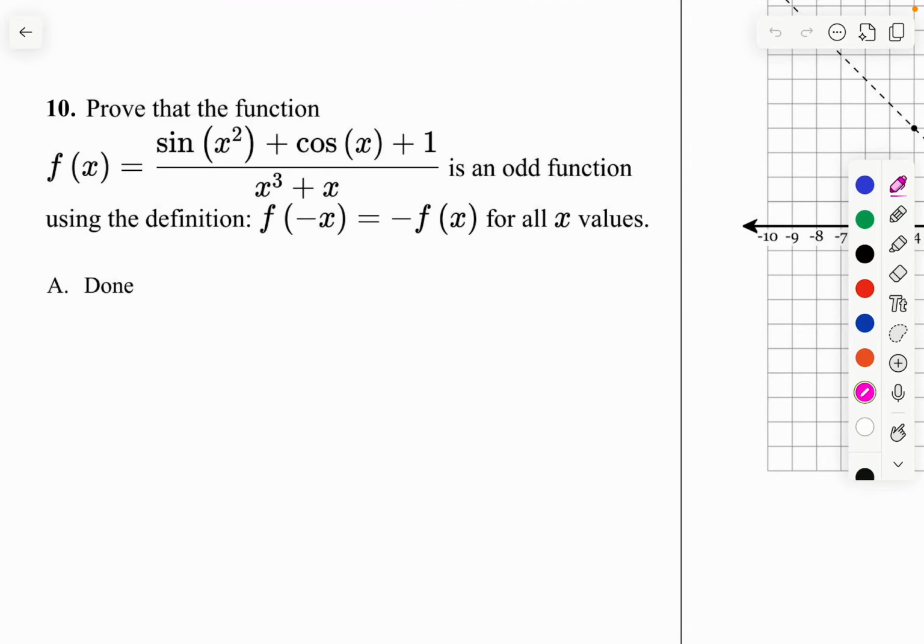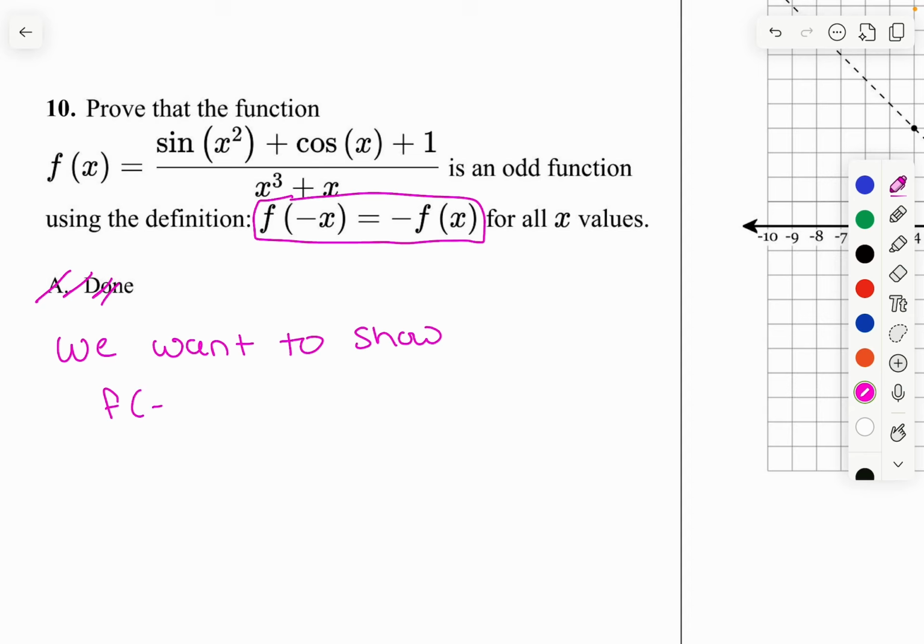All right, just wanted to do this problem for you in case you wanted more of an example of how to do it. So you want to prove this is an odd function by using this definition. Okay, so the way that works is we want to show f of negative x is equal to negative f of x for all x.